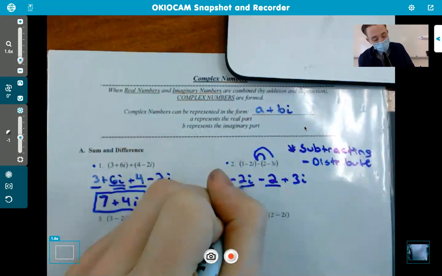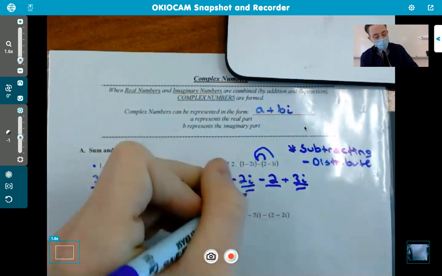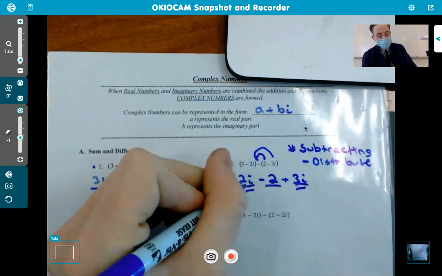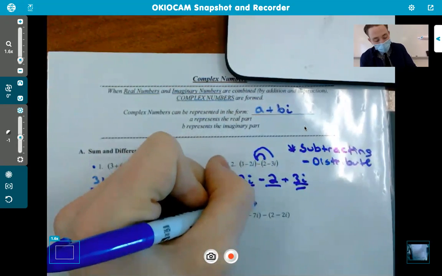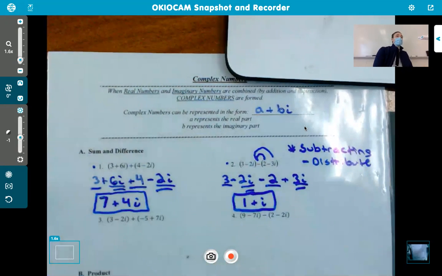Good. So I have the 3 minus 2, the negative 2i plus the 3i. 3 minus 2 will give me 1. Negative 2i plus 3i will just give me a positive i. And this is how I'm going to leave my answer for this particular problem.